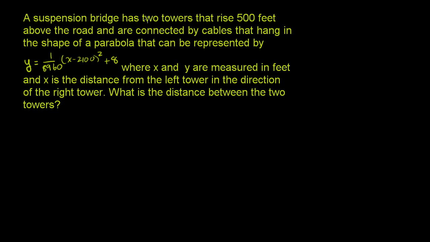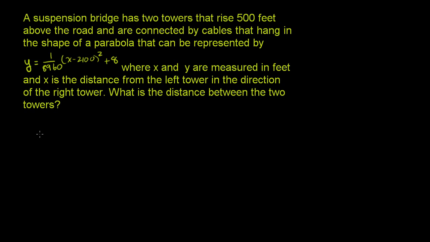A suspension bridge has two towers that rise 500 feet above the road and are connected by cables that hang in the shape of a parabola that can be represented by y = 1/8960 times (x - 2100) squared + 8, where x and y are measured in feet, and x is the distance from the left tower in the direction of the right tower. What is the distance between the two towers?